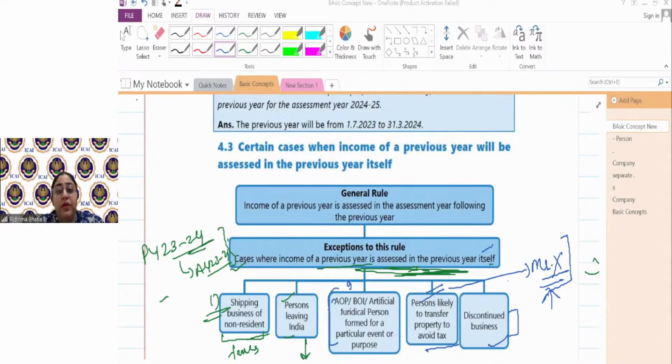Malvika, very true. A previous year can be for a day also. If a business is started on 30th March, they would not say, okay, let's wait, make it in the next to next assessment year. No. A previous year can be of a day also or of 2 days also, but the assessment year would be for full 12 months.